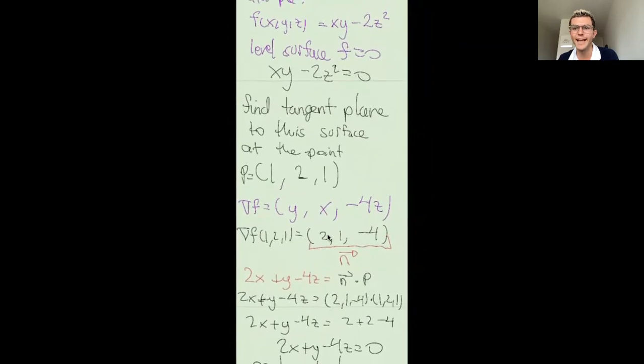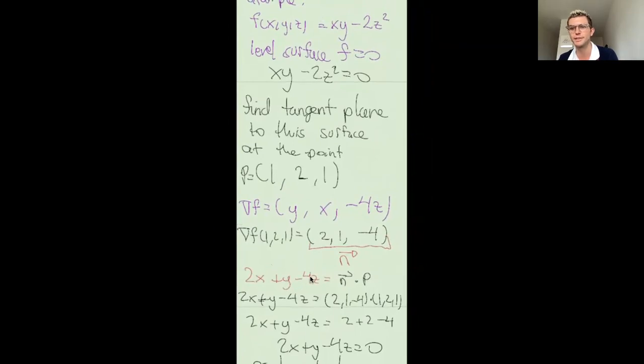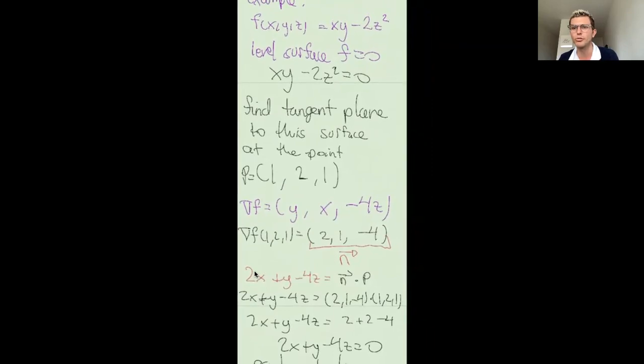And then this is the A, B, C of the normal vector of a plane. So this is like Ax plus By plus Cz equals. And that's why I get 2x here. I don't know if that clarifies that question.